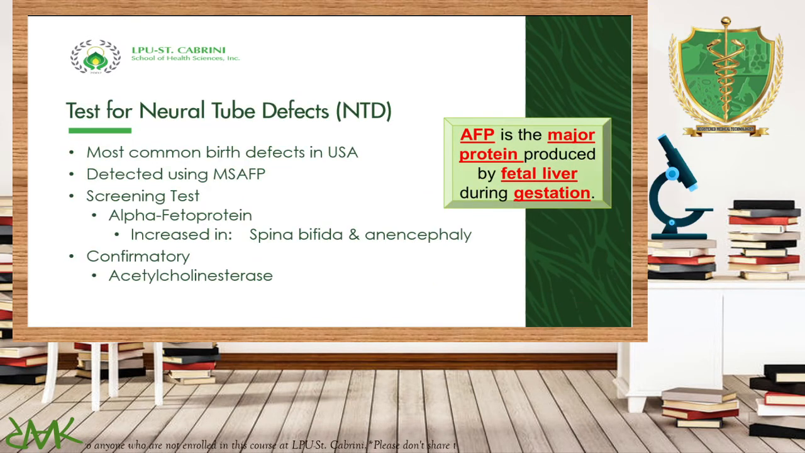Now, how about the neural tube defects? As you remember in our discussion in clinical chemistry, we said that AFP, alpha-1 fetoprotein, is the major protein produced by the fetal liver during gestation. And in order for us to assess neural tube defects, AFP or maternal AFP is used to screen for that. Okay?